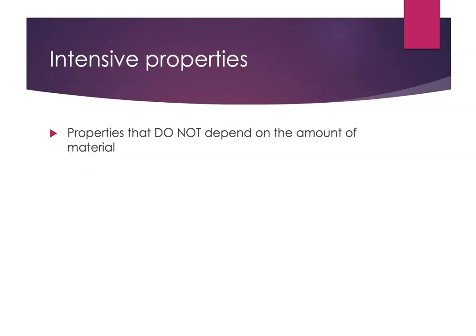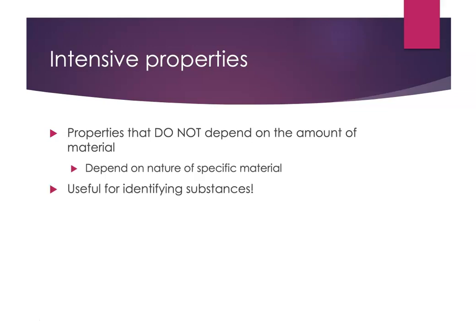Intensive properties are physical properties of matter that do not depend on the amount of material. They really depend on the nature of the material itself, which makes them very useful for identifying substances. All right, so examples of intensive properties, melting point. All right, if you've got a pure sample of water, ice, it's going to melt at 0 degrees Celsius. The boiling point, our pure sample of water at 1 atmosphere of pressure, is going to boil at 100 degrees Celsius. Density is also an intensive property, right?